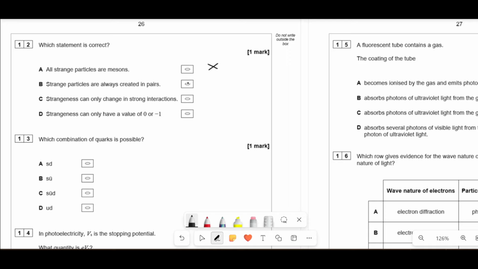So that means they can only really be made in pairs. Strangeness can only change in strong interactions. That's not true, because strange particles are produced by the strong nuclear interaction, but they can decay by the weak interaction. So that one's out. And then, strangeness can only have a value of 0 or 1. No, because in weak interactions, strangeness can change by 0, plus 1 or minus 1, so that one's out. So it has to only be B.